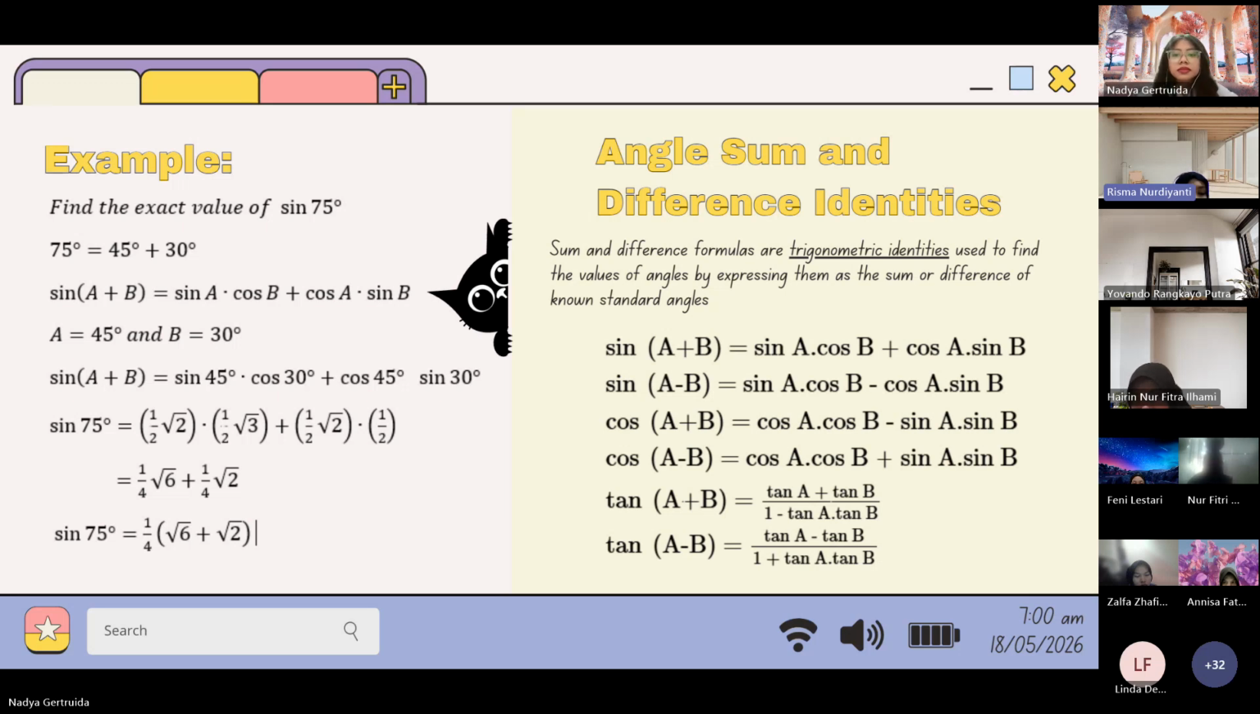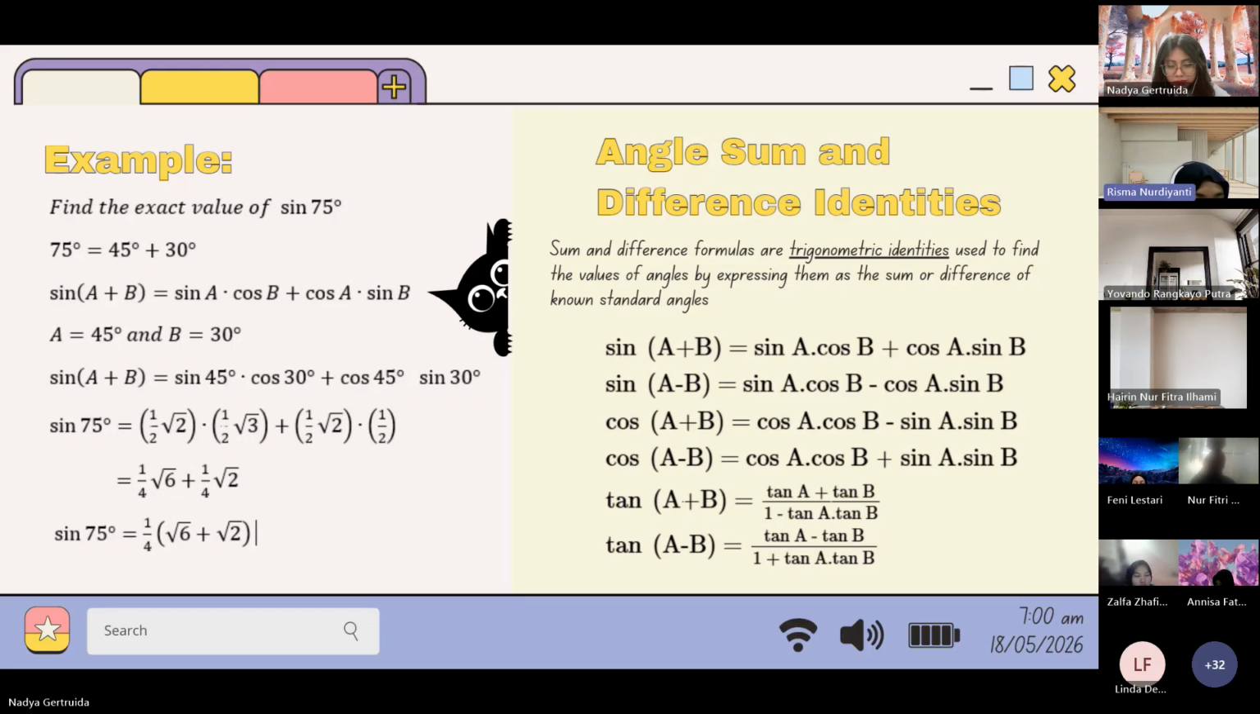And for example, find the exact value of sine 75 degrees. Sine 75 degrees is not a special angle. We can rewrite it as 45 degrees plus 30 degrees. Using the identity sine of A plus B equals sine A times cosine B plus cosine A times sine B, let A equal 45 degrees and B equal 30 degrees. Substitute the values into the formula.